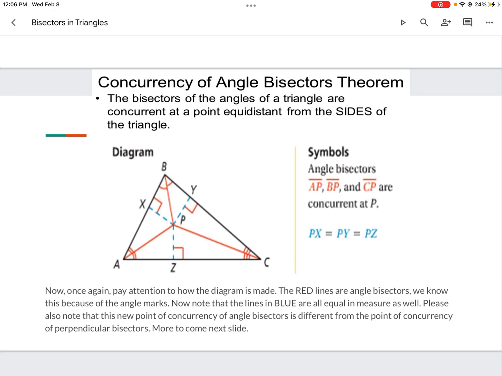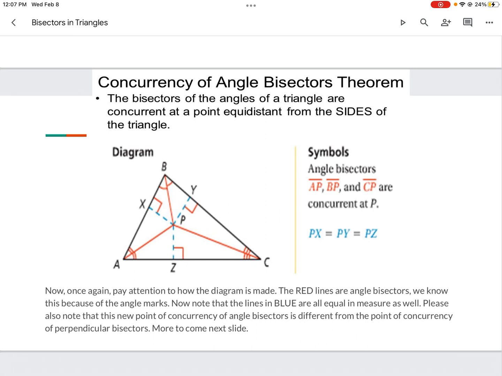So now we're talking about angle bisectors. This states the bisectors of the angles of a triangle are concurrent at a point equidistant from the sides of the triangle. Once again, I ask you to pay attention to how the diagram is made. The red lines are the angle bisectors, and we can tell this because of the angle marks. Angle B is split in half, A is split in half, and C is split in half. So that's how we know that they're angle bisectors.